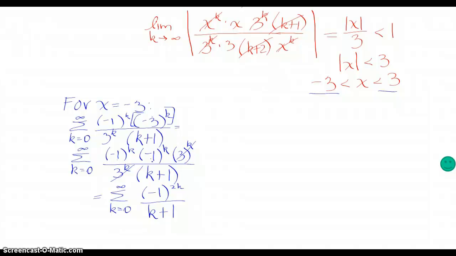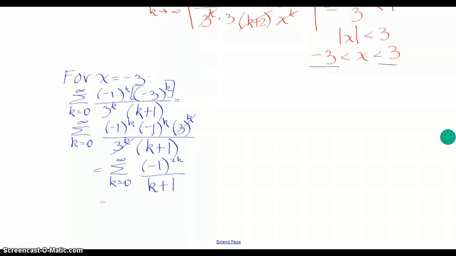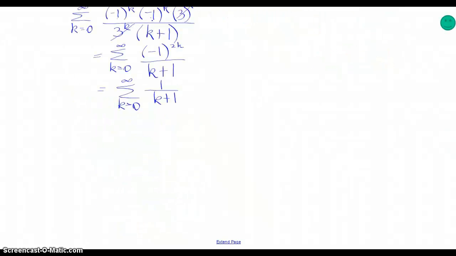So anytime we have any k value, when k is 1 it's even, when k is 2 it's even, when k is 3 it's even, when k is 4 it's even, 5 it's even, so multiplying times 2 is literally making this a positive series. So this is acting like 1 over k plus 1. And this is identical to the problem that we did before.